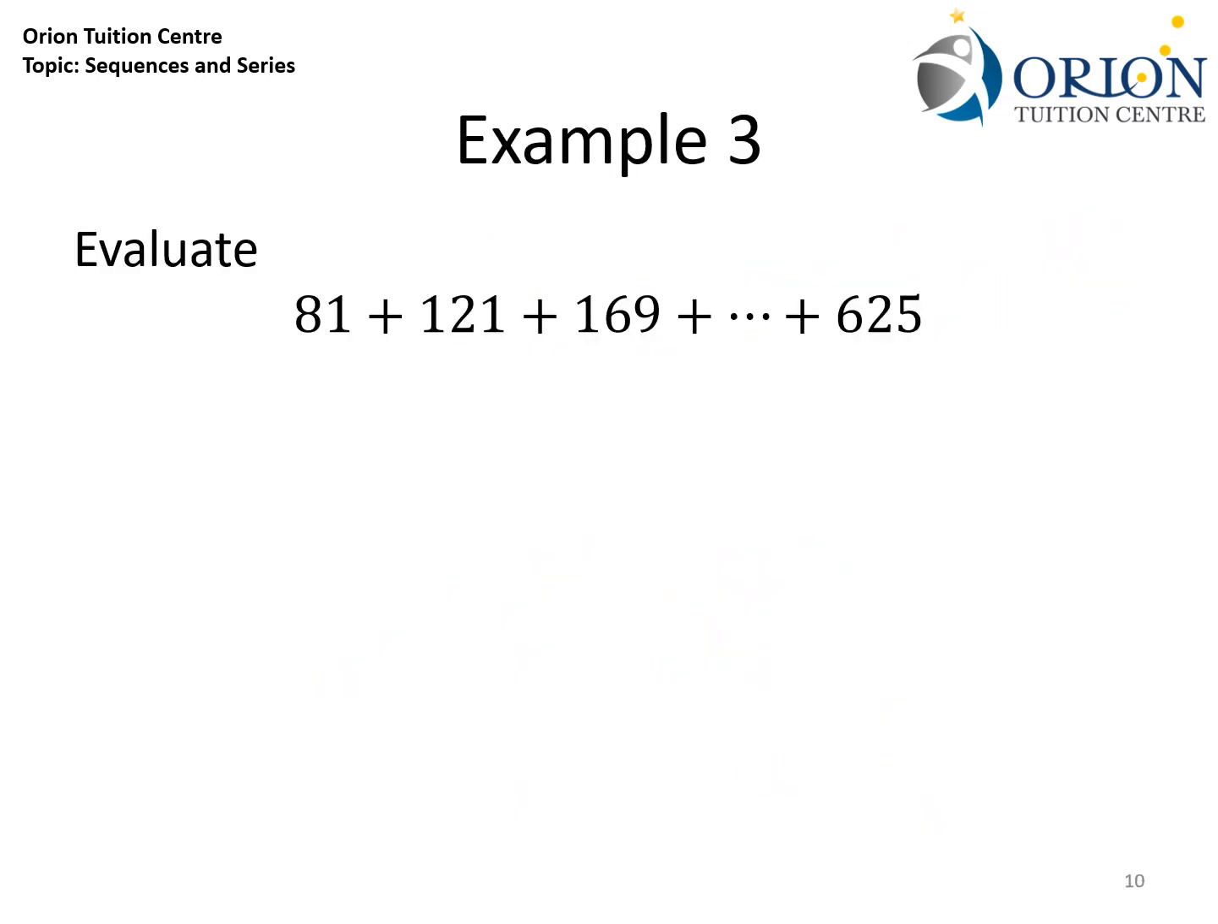In example 3, we are now asked to evaluate the sum of these numbers over here, which are actually the squares of odd numbers. So first, let's rewrite it in sigma notation form. 81 plus 121 and so on until 625. I can write it as summation of 2r minus 1 squared from r equals 5 to 13. But if I write it down in this form, it will be very difficult for me to evaluate because the base does not start from 1.